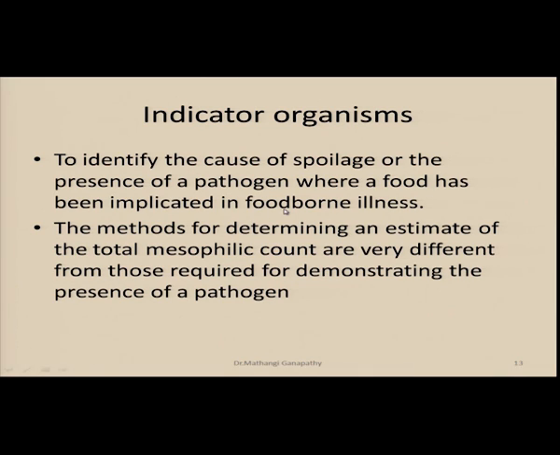Indicator organisms. These are used to identify the cause of spoilage or the presence of a pathogen where a food has been implicated in food illness. So here we are going to try to find out a pathogen in a food sample.